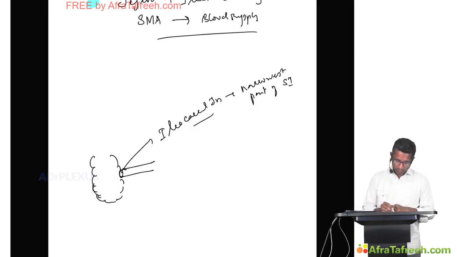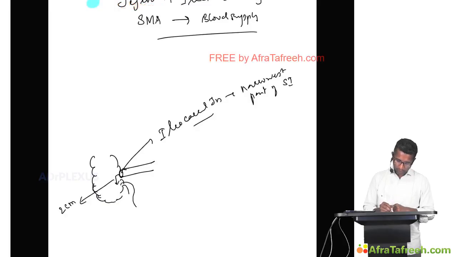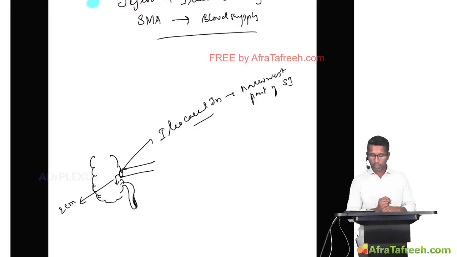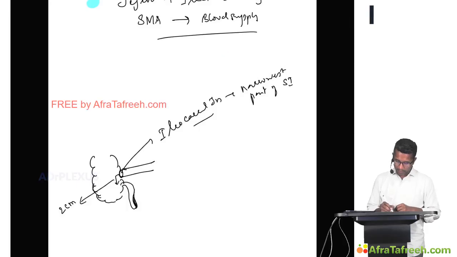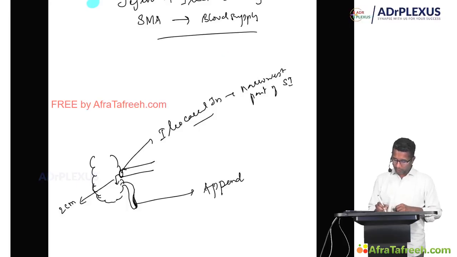About 2 centimeter below the ileocecal orifice, on the posteromedial wall of the cecum, you have this organ. This is a vestigial organ, and this organ is called the appendix.